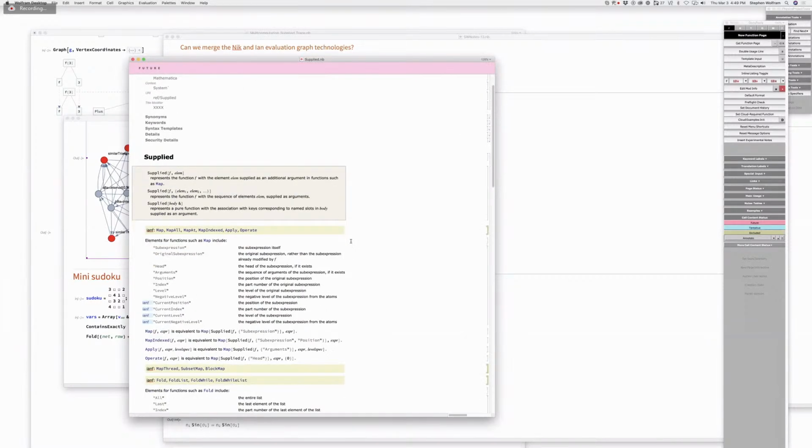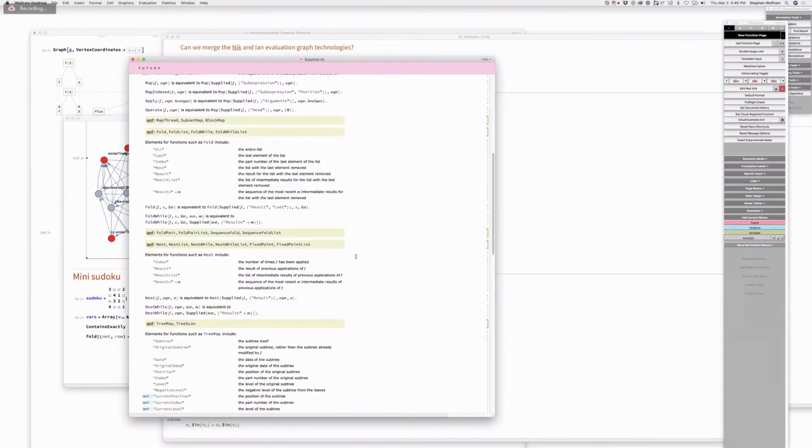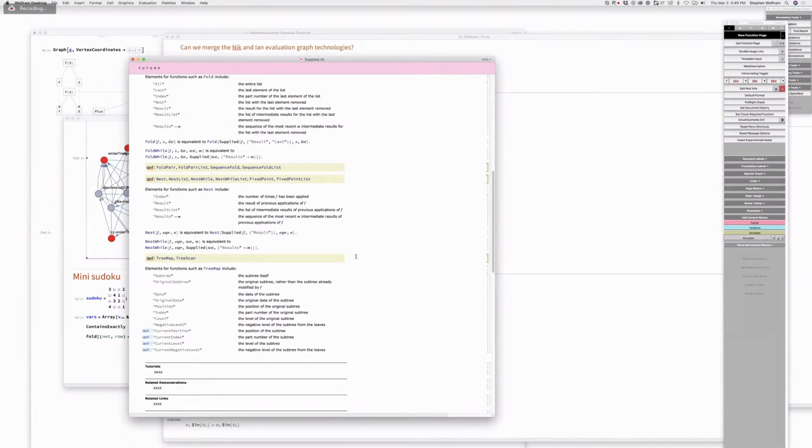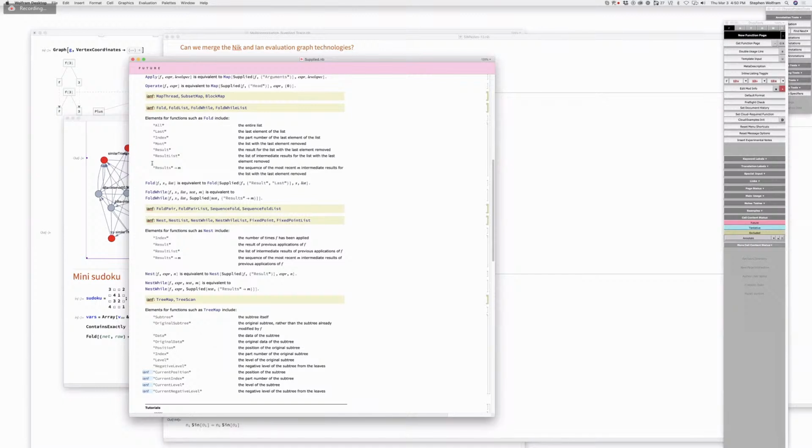I still don't like the name. Wow, that's an interesting one. The most recent intermediate results of previous applications of F. Wow. Yeah, the test in nest while is implicitly like a supplied together with the next argument. Yeah, that would be cool. Don't you think, to be able to have the sort of trace back of what you last saw in the map? Wherever you were in the traversal order, what did you last see?